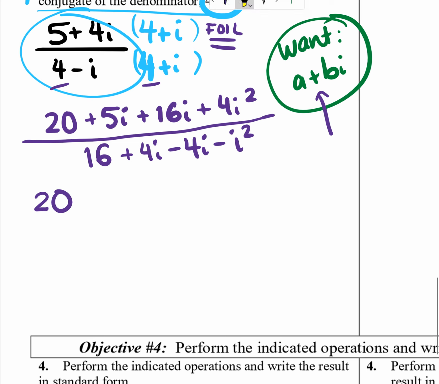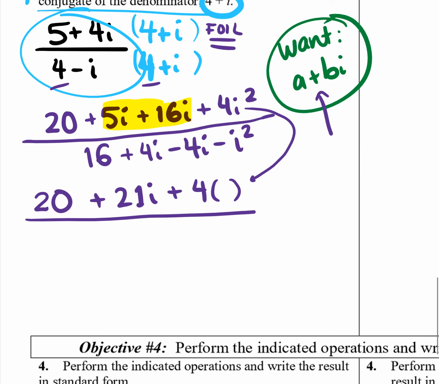So for example, we have 5i and 16i. Those are like terms. I'm just going to go ahead and combine those. 5i plus 16i is 21i. All right, and then this 4i squared, we want to replace the i squared with negative 1. So let me see, just to maybe show what was replaced, I'll kind of highlight it with a different color. That i squared became a negative 1.